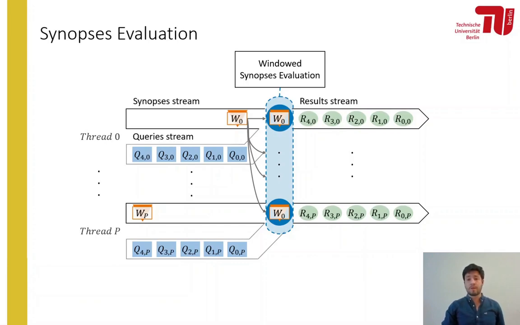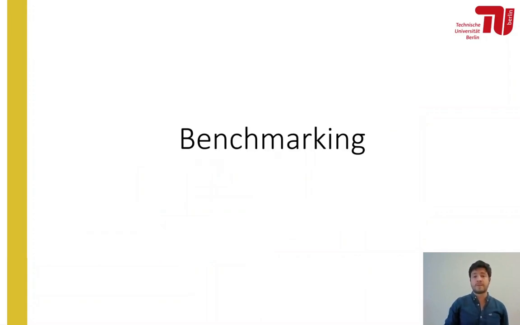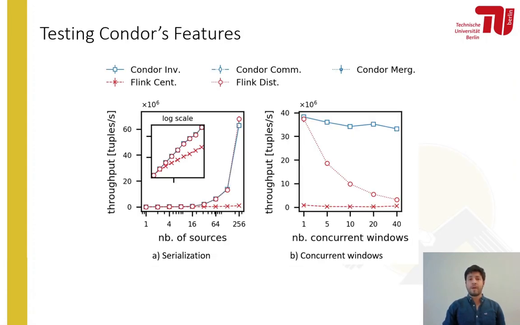This way the system can query the same synopsis simultaneously on every thread, even as each synopsis was constructed only once. Now let us see how good Condor performs compared to one-off implementations and Yahoo DataSketches. We evaluate the features of our system by comparing it with custom one-off implementations of the count-min sketch in Flink. On the first plot, we observe the results of our serialization experiments.